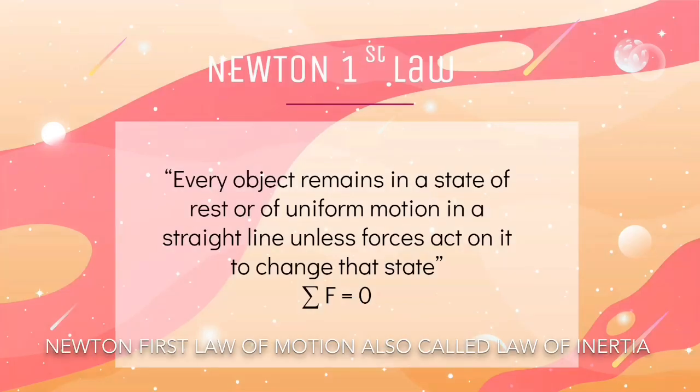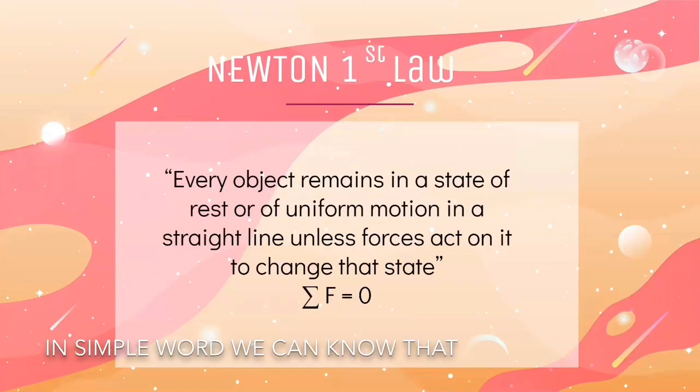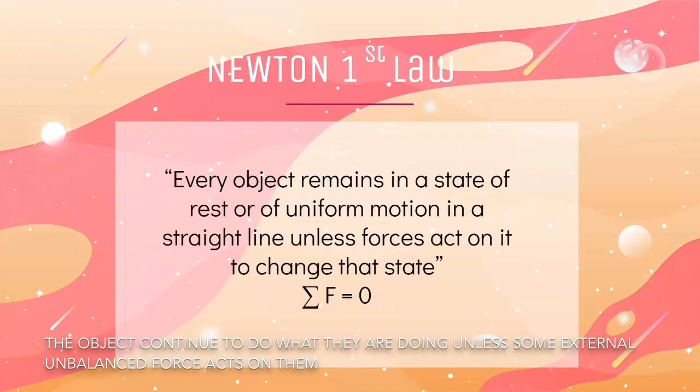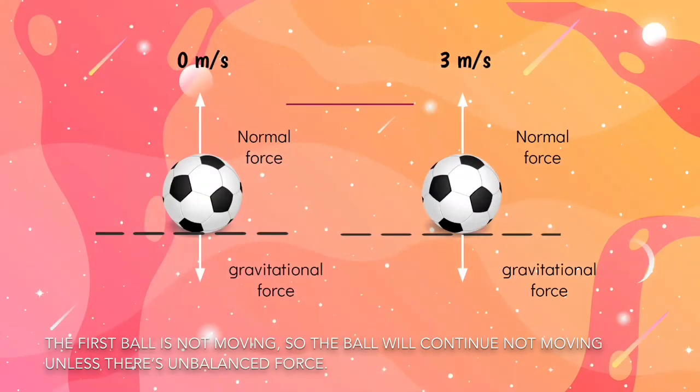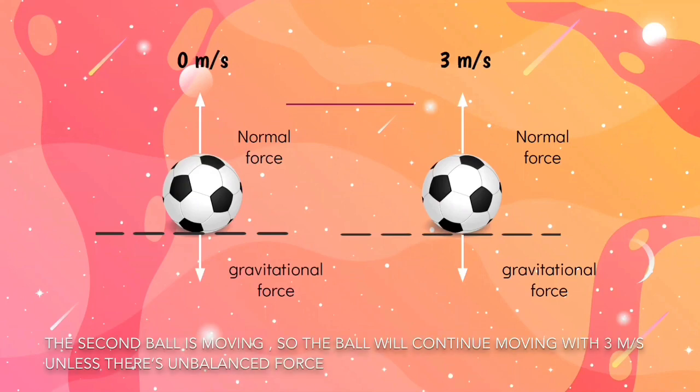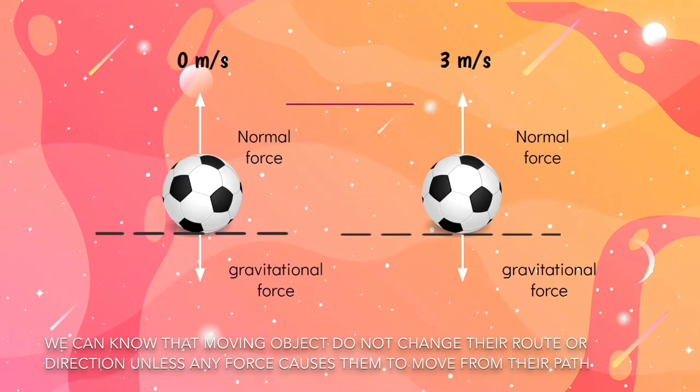Newton's first law of motion, also called the law of inertia, in simple words means that objects continue to do what they are doing unless some external unbalanced force acts on them. So there are two balls. The first ball is not moving, so the ball will continue not moving unless there's an unbalanced force. The second ball is moving, so the ball will continue moving at 3 meters per second unless there's an unbalanced force. So we can know that moving objects do not change their route or direction unless some force causes them to move from their path.